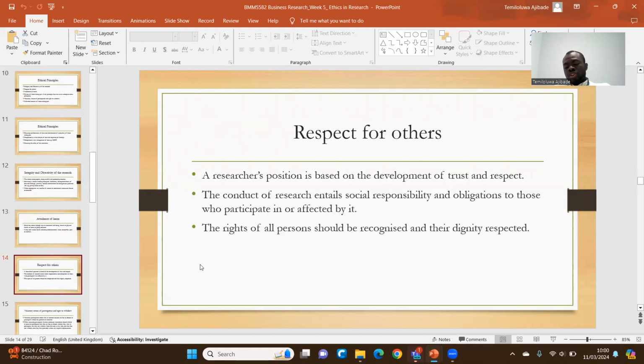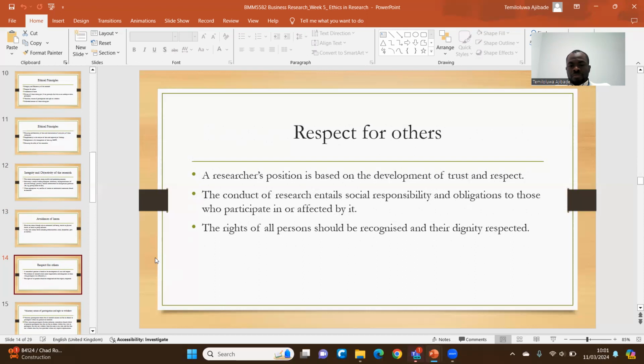Now, another thing is respect for others. Just like I said, in research, we are humans, and humans must be treated with respect, no matter the background or sexual orientation. Everybody, both the researcher and research participants, must be treated with respect. If someone is telling you some basic things, ensure that you treat the information gotten with trust. So as researchers, we have the responsibility of showing respect to every participant.